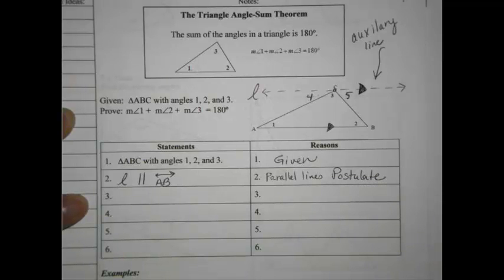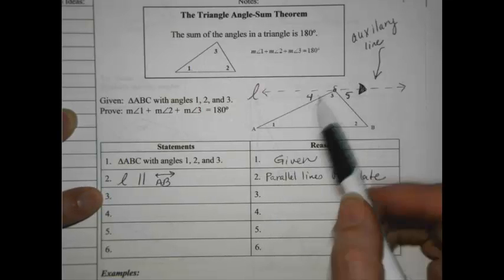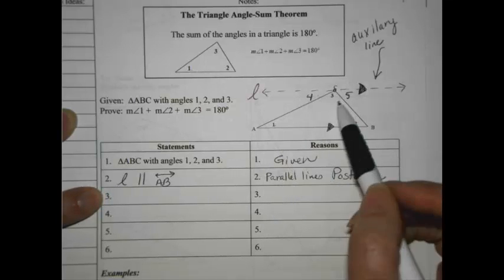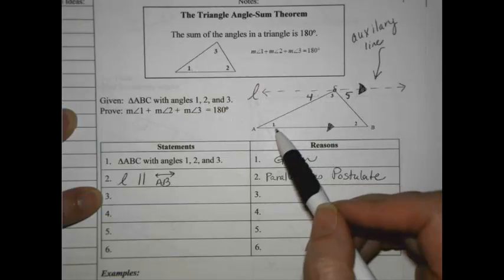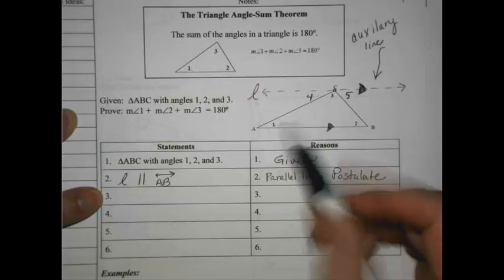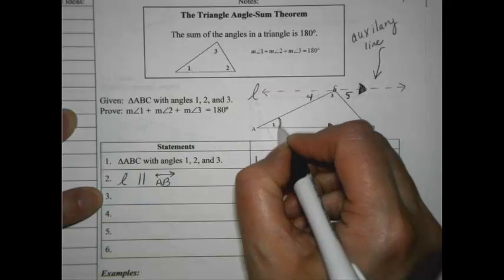Now, can we make some statements about the angles? Now that we have these parallel lines, what can you tell me about angle 1? Is it congruent to any of the other angles in the picture? Angle 1. Well, angle 1, and I'm going to say angle 4.